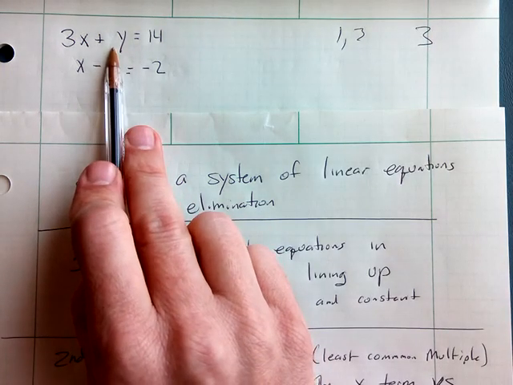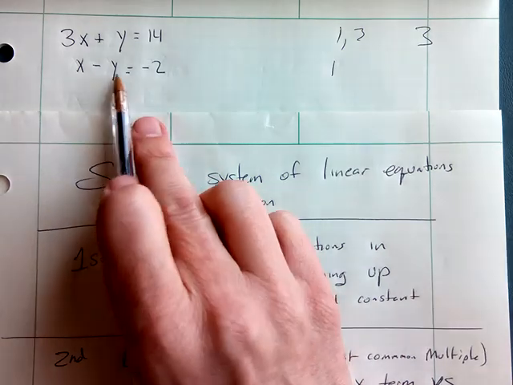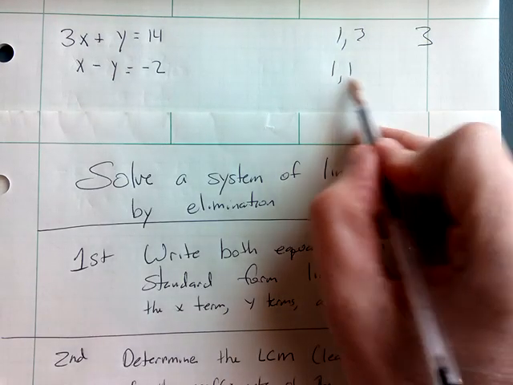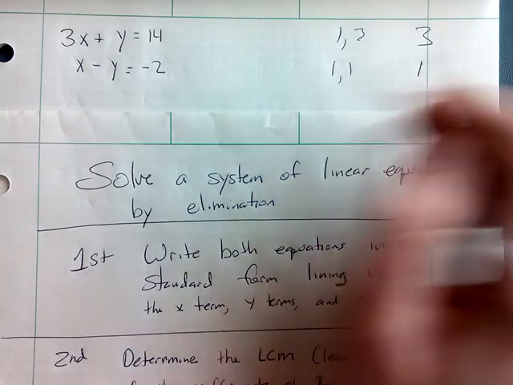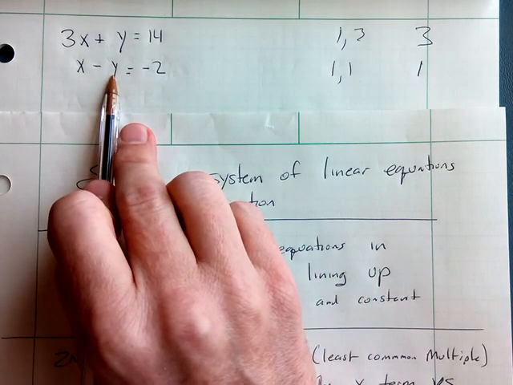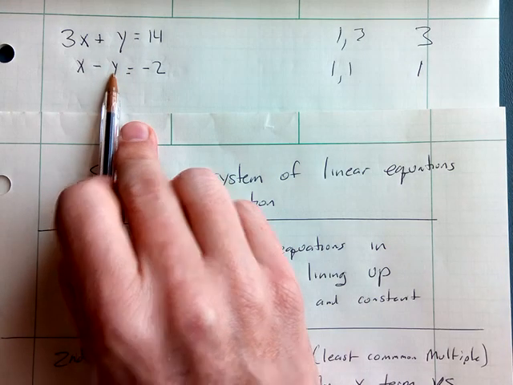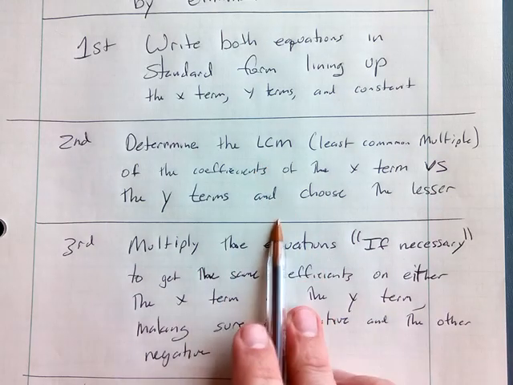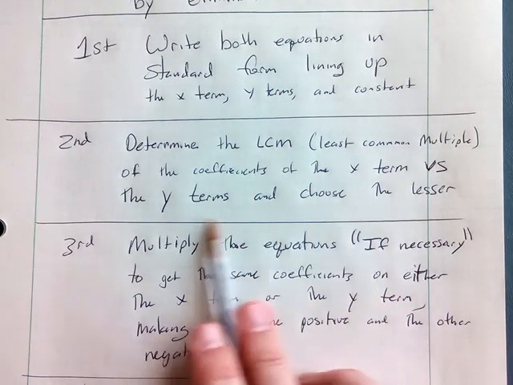What is the coefficient on the y? It's a 1. What is the coefficient on this y? It's also a 1. What's the least common multiple between 1 and 1? Well, that's 1. We're going to choose to use the y's, or eliminate the y's, okay? So we've determined the least common multiple, and we found out it's on the y's, so we're going to eliminate the y's.